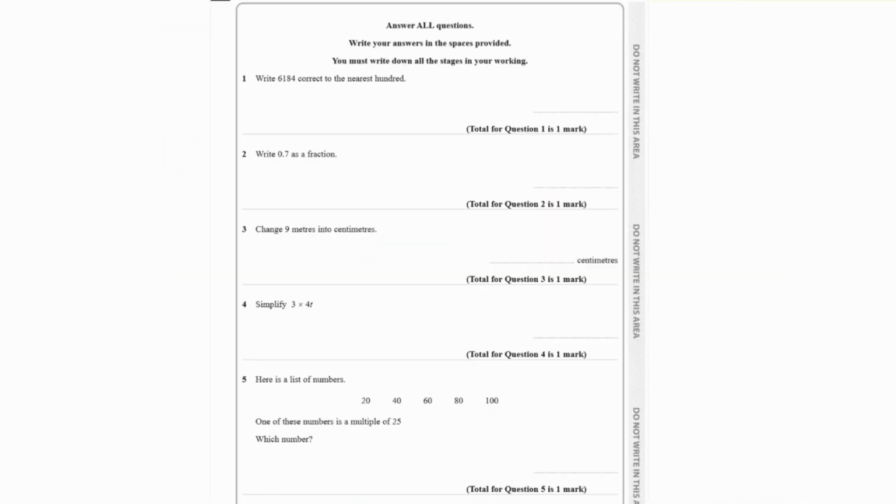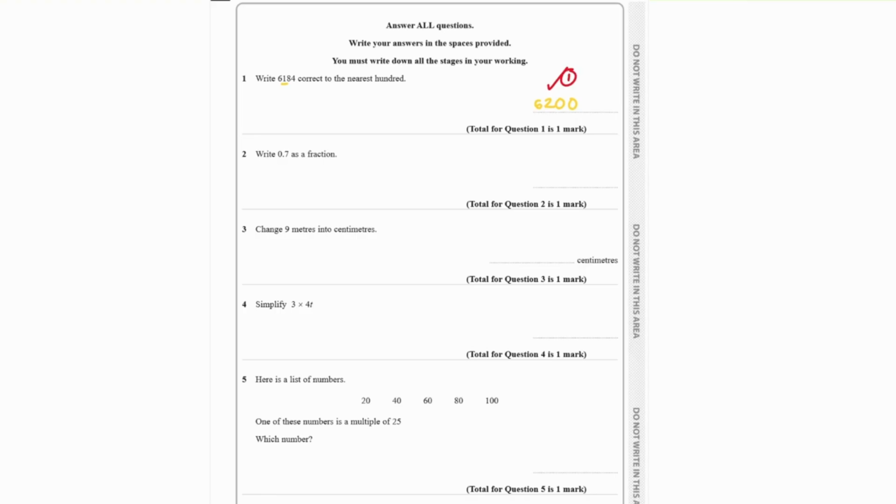Question 1. Write 6,184 correct to the nearest 100. So the hundreds number is the 1, and if we look at the number next to it, it is 8, which is greater than 5. Therefore, we will round this up to 6,200, and this is worth 1 mark.